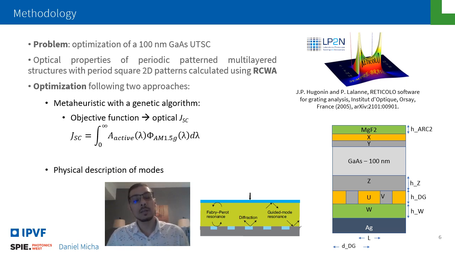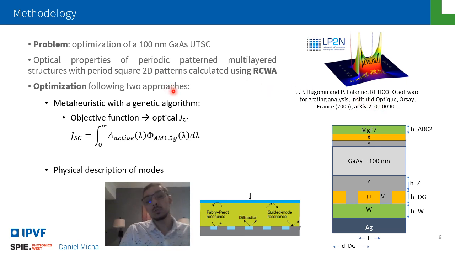First, all the optical properties of our study were obtained by the RCWA method, which is a method to solve Maxwell's equations in multi-layered structures, especially when you have patterned layers such as diffraction gratings. But we didn't implement RCWA ourselves. We rather used Reticolo, which is a software developed by people at the Institut d'Optique in France.